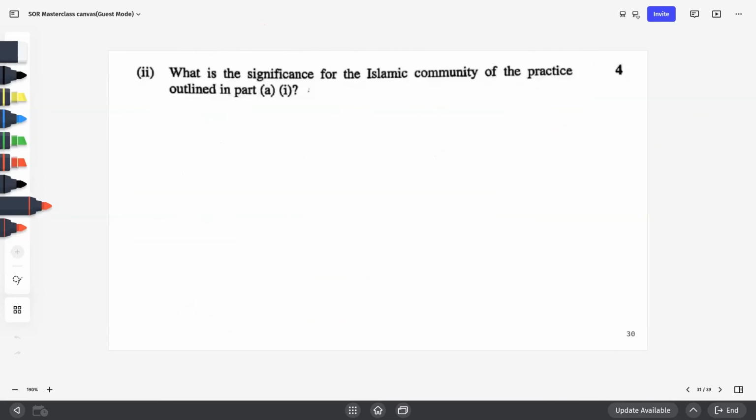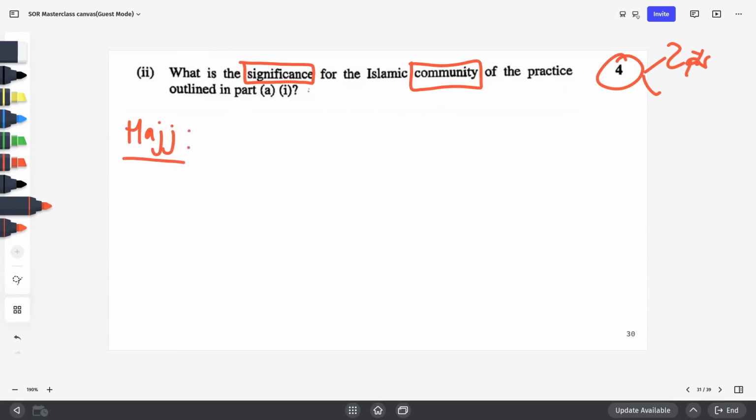Okay. So what is the significance for the community? So really work with your paper, follow them around. It's 4 marks. You could do just a couple of points with a little bit of detail. So we teach in the preliminary course that religion has particular contributions to the community. This is what we pick up here. So we would say that Hajj provides social cohesion would be 1. Social cohesion, because we're talking about community. It provides a collective identity.